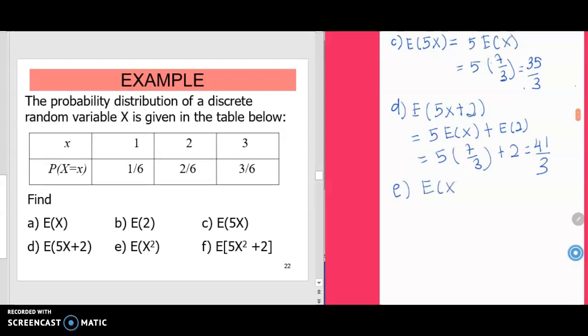Then E, expectation of x squared. So this one you need to refer to the table. So 1 squared times 1 over 6, so is equal to 1 over 6, plus 2 squared times 2 over 6 plus 3 squared times 3 over 6. So this one is equal to 6.